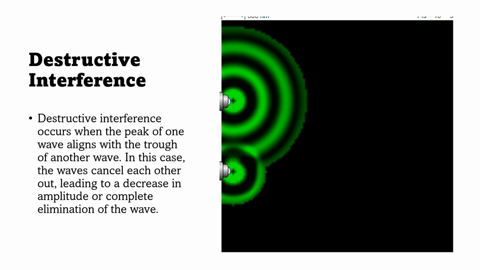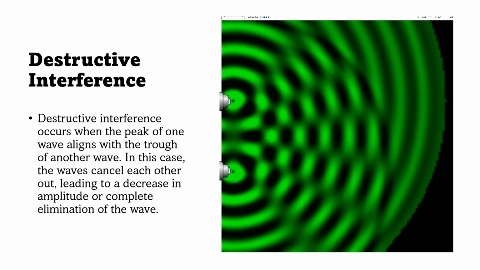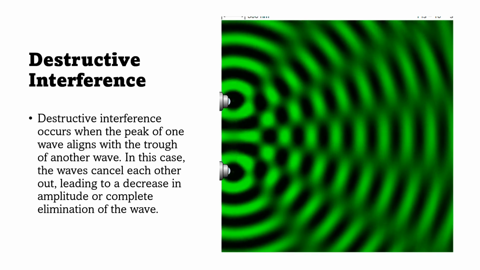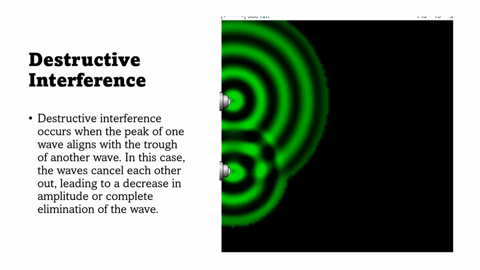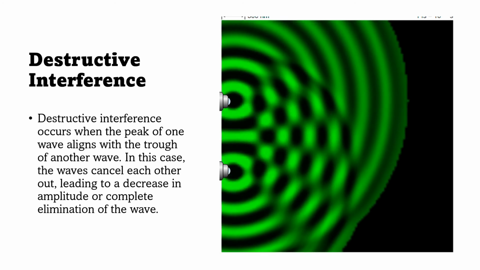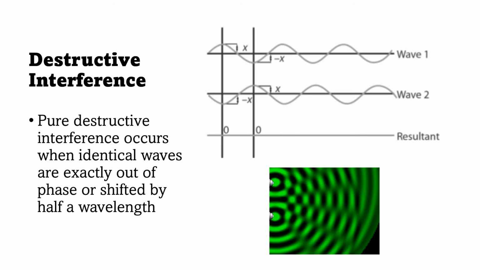Destructive interference occurs when the peak of one wave aligns with the trough of another wave. In this case, the waves cancel each other out, leading to a decrease in amplitude or complete elimination of the wave. The resulting wave has a lower intensity or brightness. The dark spots in the figure depict pure destructive interference. Pure destructive interference occurs when identical waves are exactly out of phase, or shifted by half a wavelength.